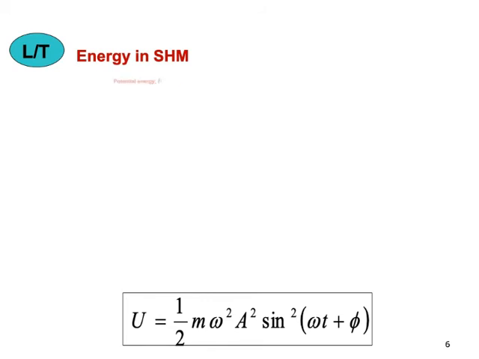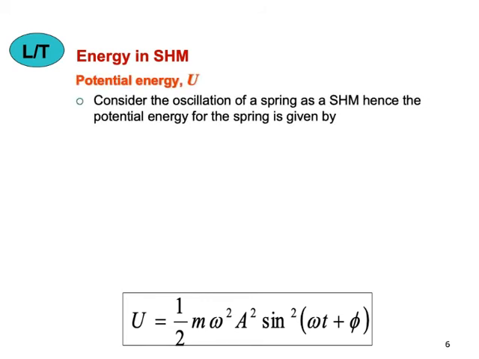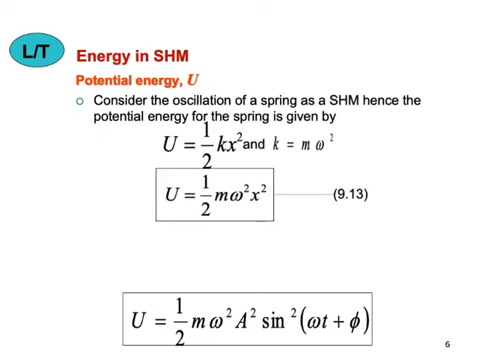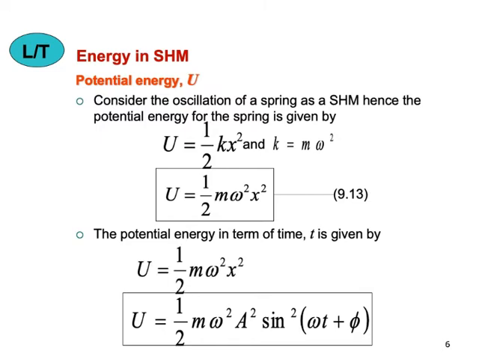Energy in simple harmonic motion. Potential energy. Consider the oscillation of a spring in simple harmonic motion. Hence, the potential energy for the spring is given by U equals half kx squared, and k equals m omega squared. So, U equals half m omega squared x squared. The potential energy in terms of time is given by U equals half m omega squared A squared sine squared (omega t plus phi).